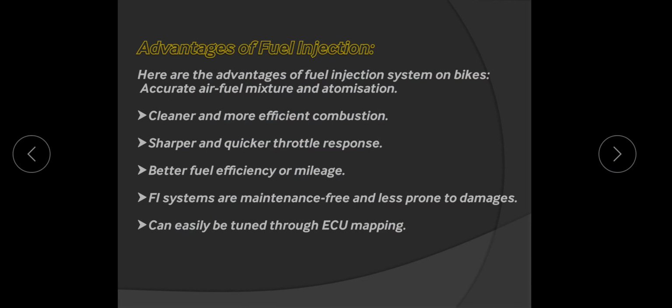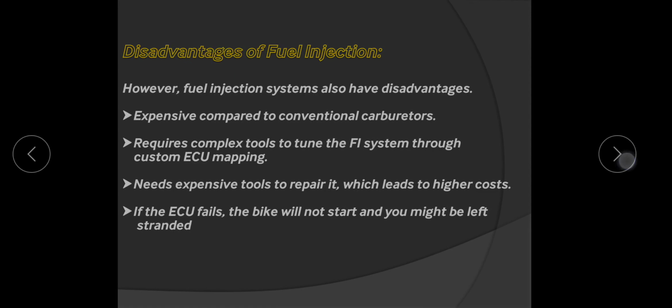And the advantages of fuel injection. Here are the advantages of fuel injection systems on bike: accurate air fuel mixture on the automation, cleaner and more efficient combustion, sharper and quicker throttle response, better fuel efficiency or mileage compared to carburetor. FI systems are maintenance free and less prone to damage compared to carburetors. It can easily be tuned through ECU mapping.